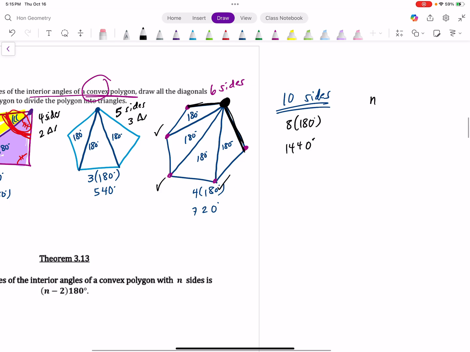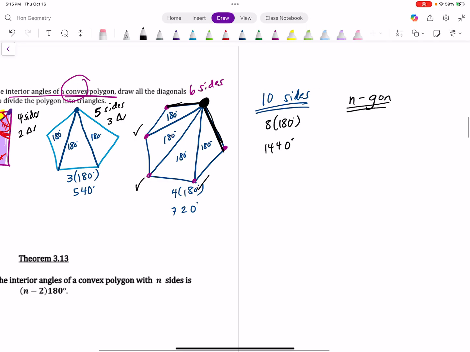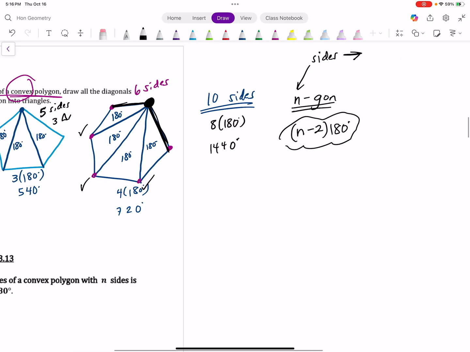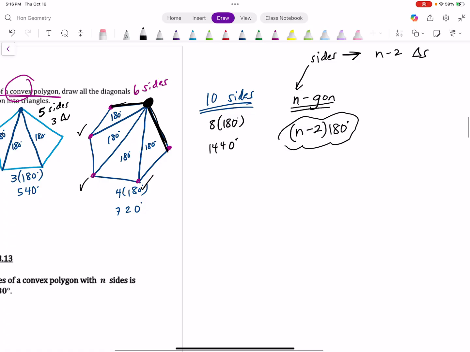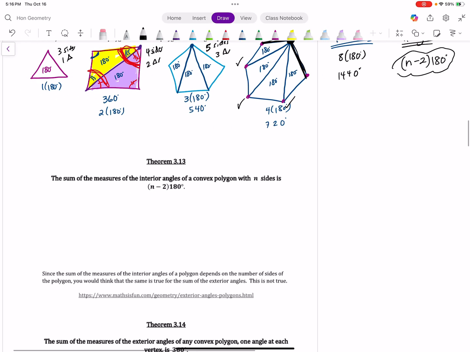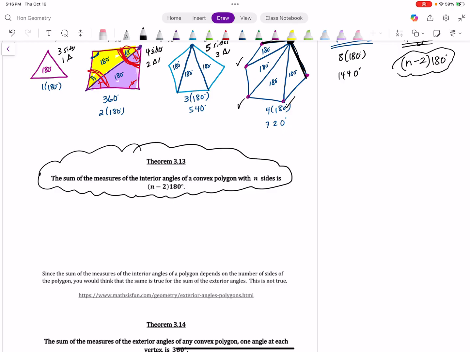So if there were n sides, so let's say it's an n-gon, then however many sides there are, I'd take 2 away from it, and then I'd multiply by 180 degrees, and that's the sum of the interior angles, because if there's n sides, that means I can make n minus 2 triangles from it. So that is why that works. Okay?